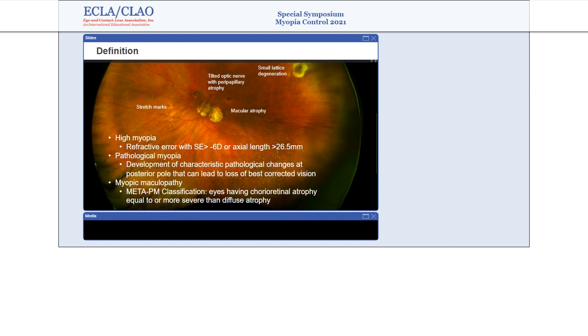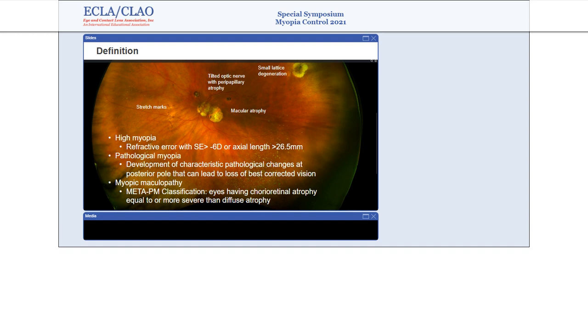So what exactly is pathologic myopia? We know that high myopia is traditionally defined as a refractive error with a spherical equivalent greater than -6 or an axial length greater than 26.5. But that doesn't necessarily mean pathologic myopia, which is really the development of characteristic pathological changes at the posterior pole that can lead to loss of best corrected visual acuity. In the background, you can see an image.